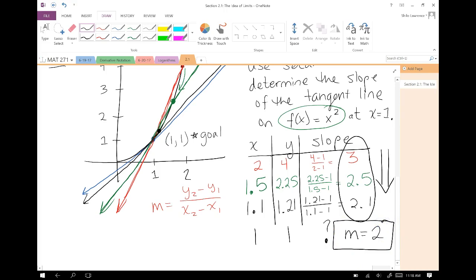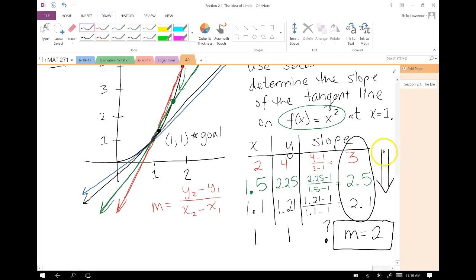And if you want to, I picked points that were to the right of (1, 1). We could do this again and pick points that are to the left of (1, 1). We could pick (0, 0), or (a half, 0.25), or (0.9, 0.81). And we can make a second chart, and we can approach (1, 1) from the left and see how these slopes are approaching from the left as well, and see if they're going to come up to 2 as well.